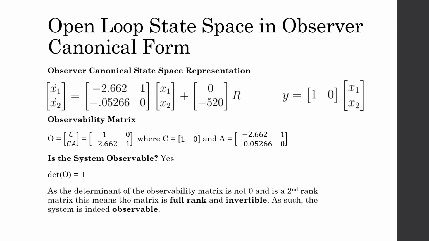We're going to take a look at the open loop state space and observer canonical form in order to determine the observability of our system. Here we see the observer canonical state space representation based on our open loop transfer function. From this, we can derive our observability matrix shown here. Then we can see the determinant of the observability matrix is equal to 1, not 0. And as a second rank matrix, this means our matrix is full rank and invertible. As such, our system is indeed observable.